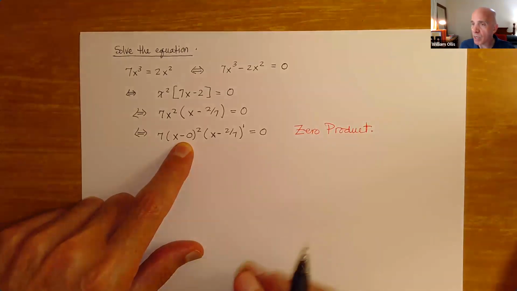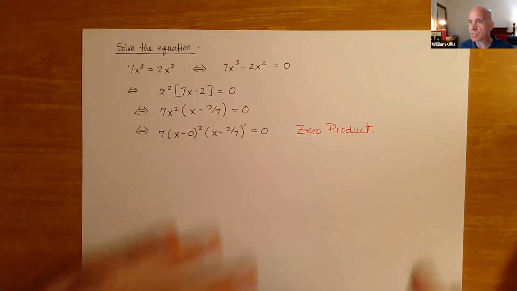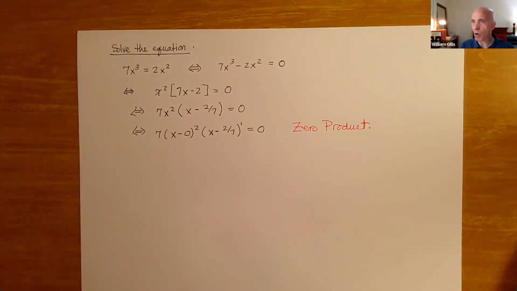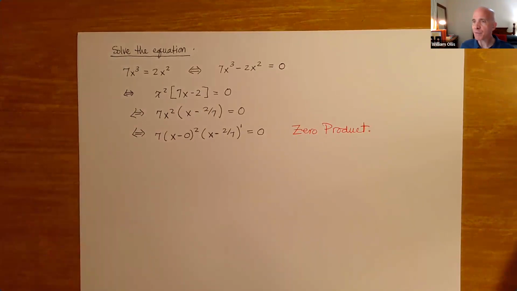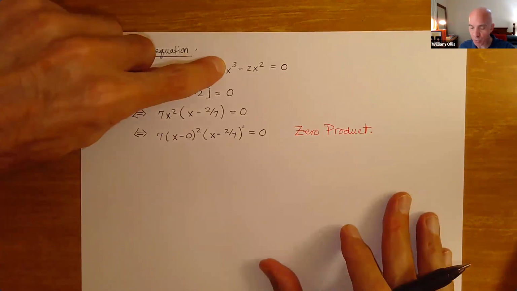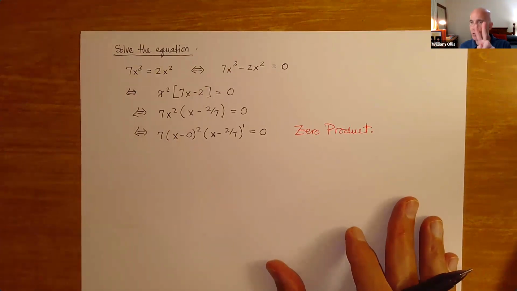We don't get 2 distinct zeros. We just get the zero occurring twice. But when we write the solution set, we don't say 0, comma 0. That's redundant. But we keep in our minds that the equation does have 3 zeros. This is degree 3. It does have 3 zeros. It's just that the zero occurs twice.